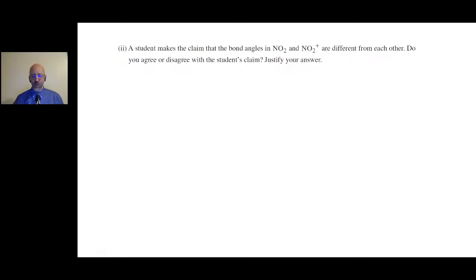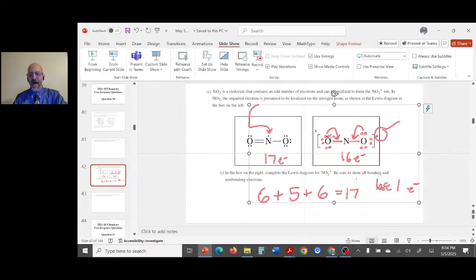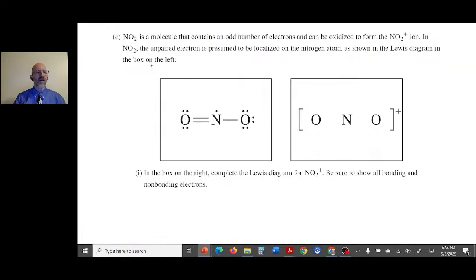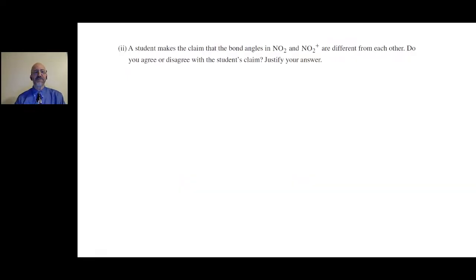Well, yeah, one of them has a single dot on the central atom, which does cause a little bit of repulsion. Not a lot, but a little bit. And the other one is completely linear with two double bonds and no electrons on the central atom. So we have linear 180 and we have slightly bent. So I would agree with the student.